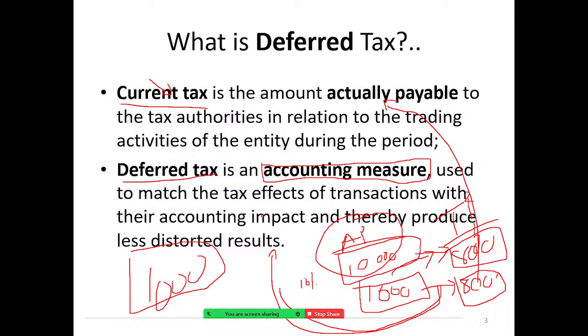So in the previous example, the accounting profit is underestimated. So due to that, deferred tax assets may arise. So it means advance payment, overpayment. So deferred tax is an accounting measure used to match the tax effect of transactions with the accounting impact and thereby produce less distorted results.